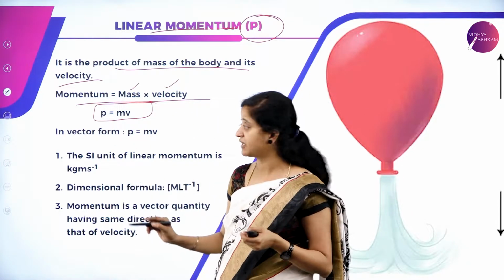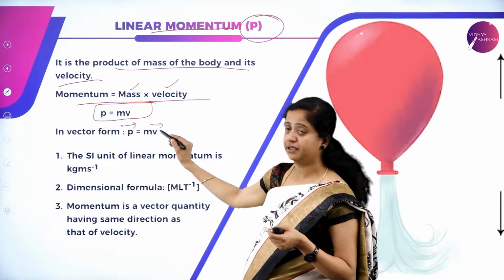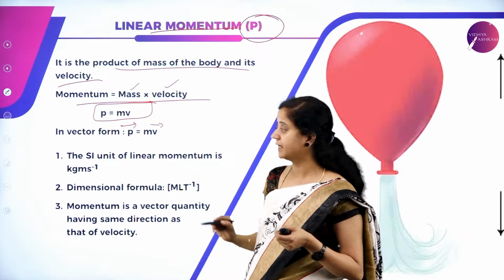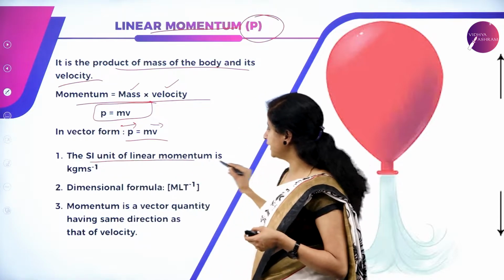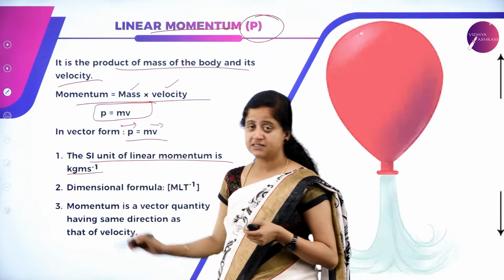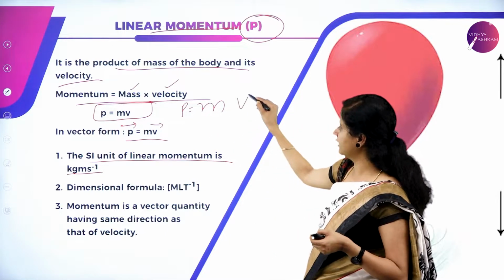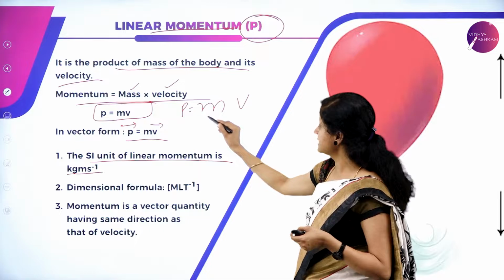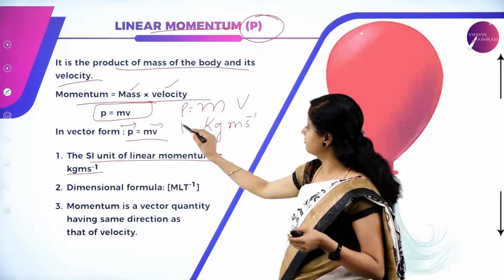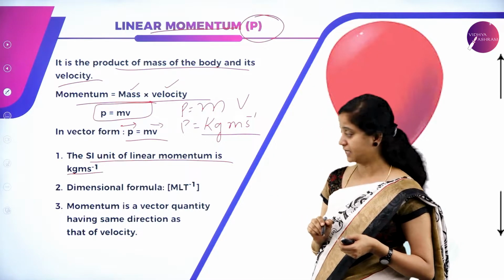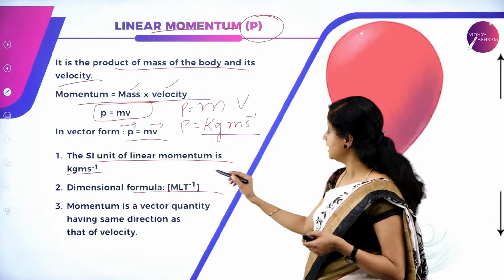How to represent this in vector form? By drawing an arrow mark, that is, P vector equals m times v vector. Velocity is a vector quantity and momentum is also a vector quantity. The SI unit of linear momentum is kg meter per second. How is it so? Because P is the product of mass and velocity. The SI unit of mass is kg and of velocity is meter per second. So the SI unit of momentum is kg meter per second, and the dimensional formula is MLT^-1.